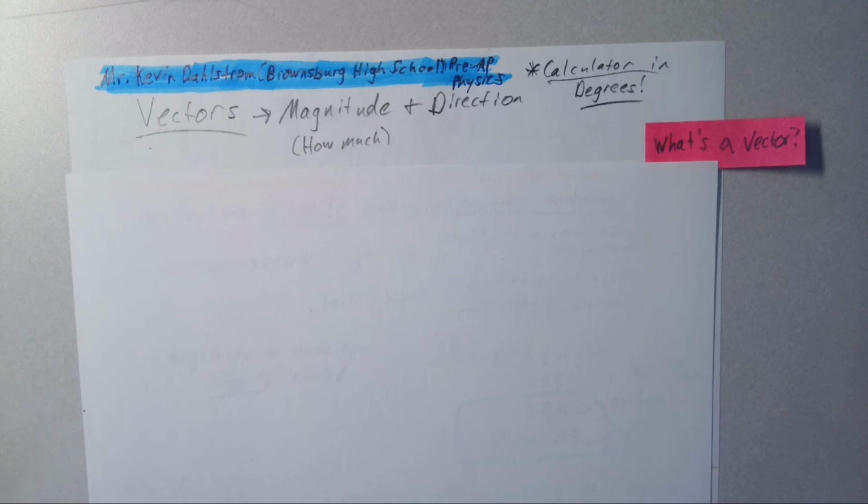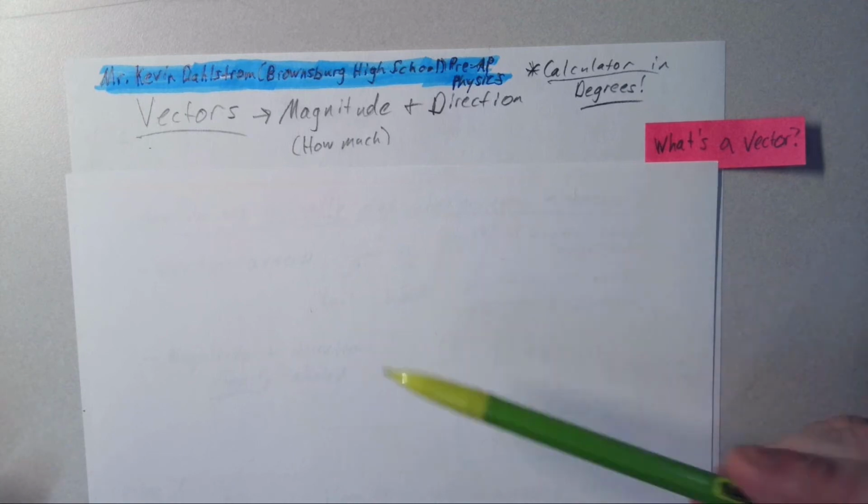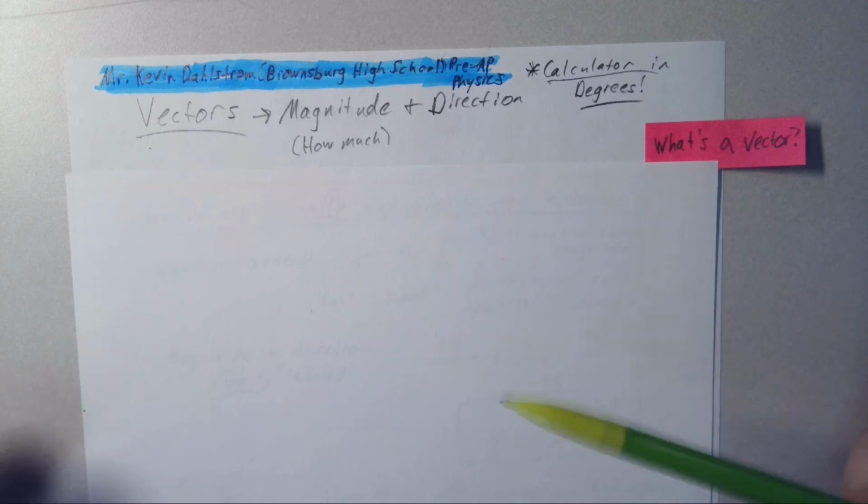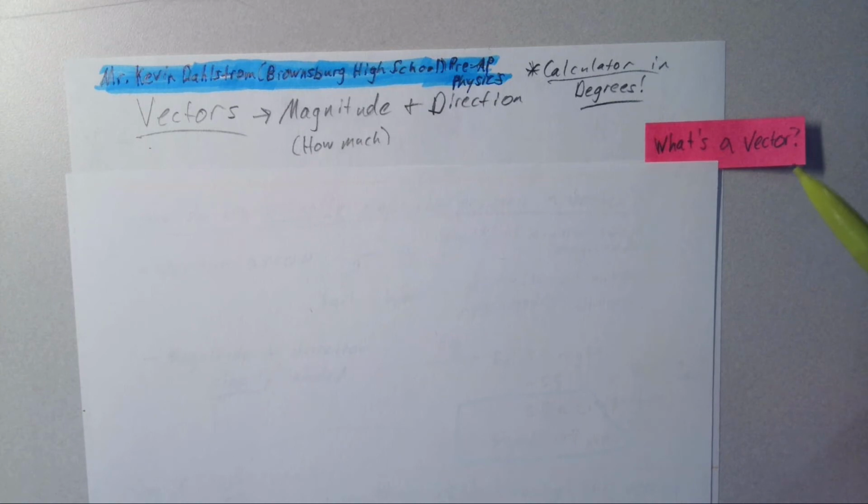If we remember what a vector is as opposed to a scalar, vectors are things like velocity, acceleration, displacement. So it's not only magnitude, how much, it's also which direction. One important thing about this whole section is that we need to make sure that our calculators are in degrees.